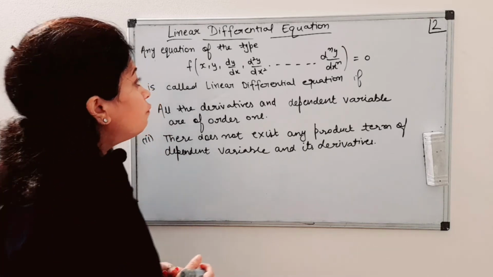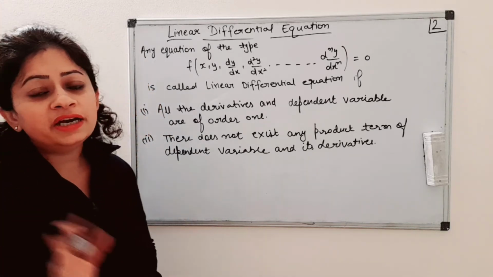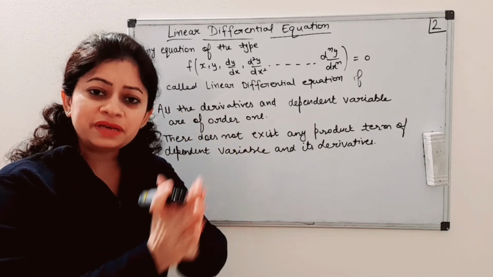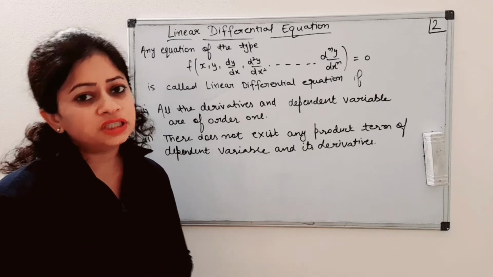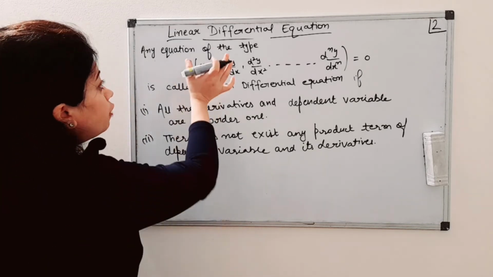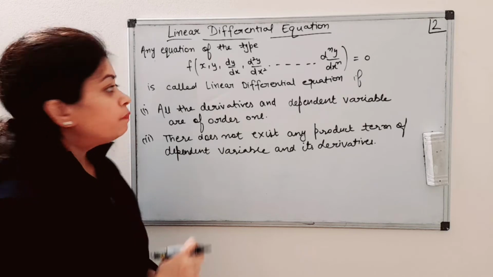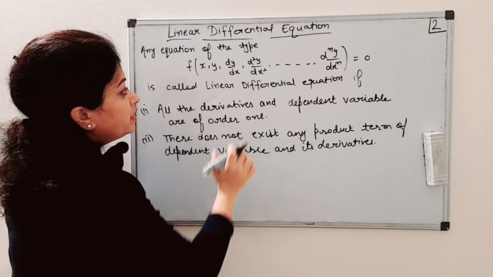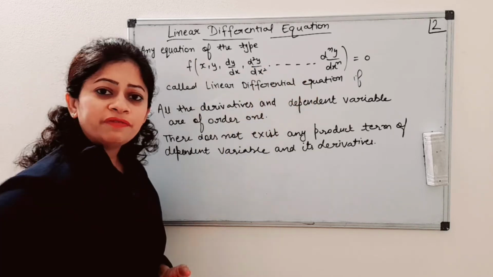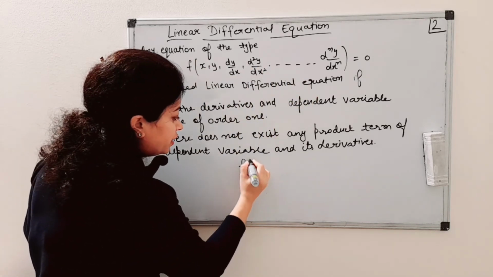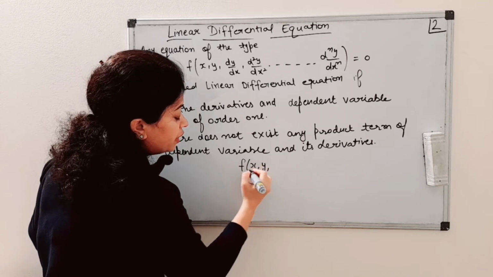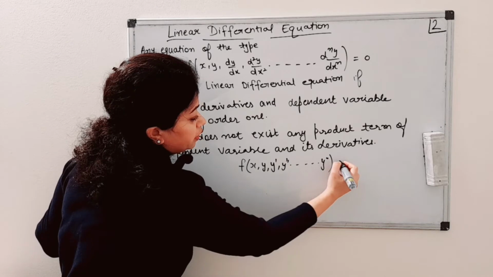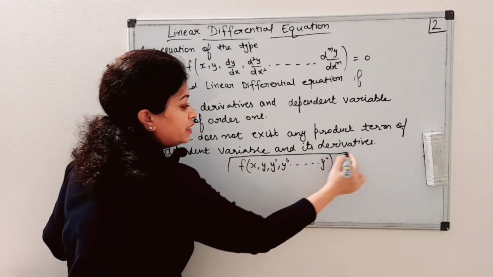What is the definition of a linear differential equation? First of all, we will study the definition and then we will see some examples and understand the concept in detail. Any equation of the type f(x, y, dy by dx, d2y by dx2) is the standard form of a differential equation, and we can also write it as f(x, y, y', y'', ..., y nth derivative) equal to 0.